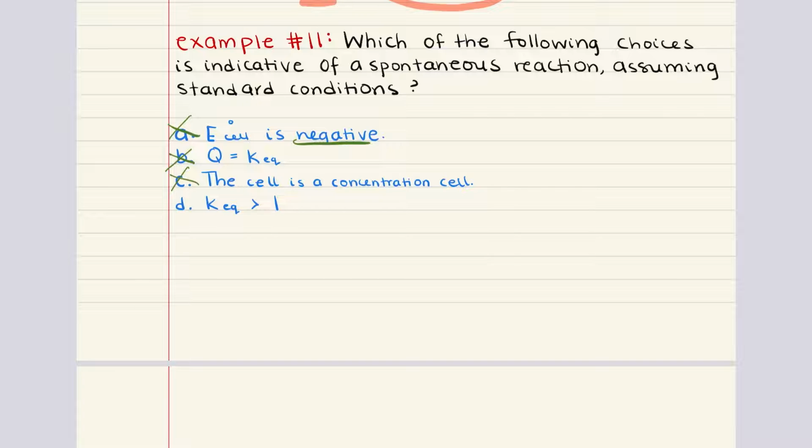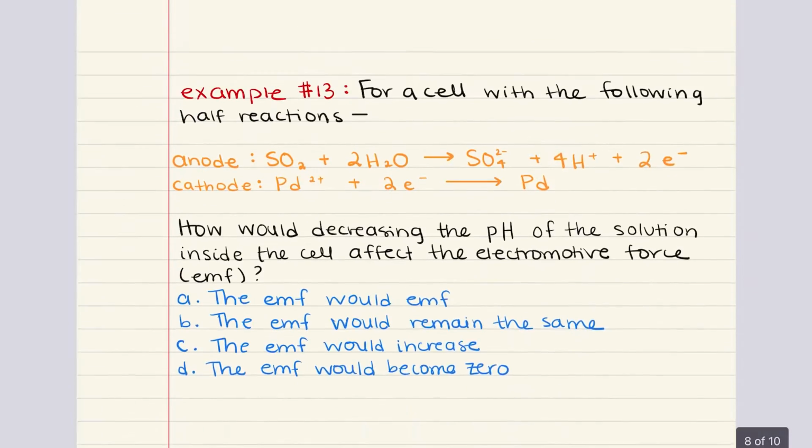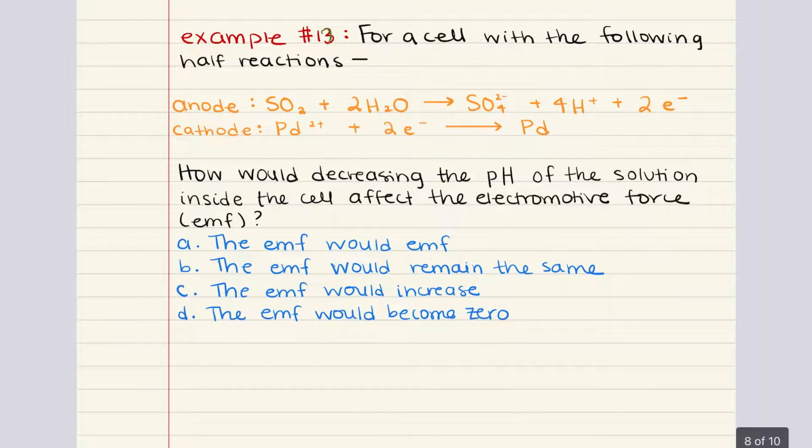Answer choice D says that the equilibrium constant is greater than 1. Now, when your equilibrium constant is greater than 1, it indicates that the products are favored at equilibrium, suggesting that the reaction is spontaneous under standard conditions. So this answer choice is correct. Answer choice D. Wonderful. Let's move on to problem 12. This is a typo. This is problem 12, but I have written 13. We're going to move on from that.